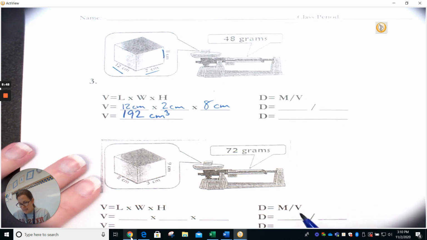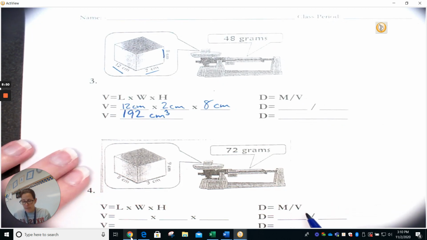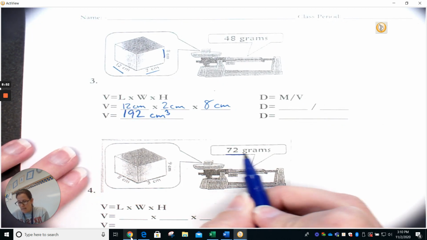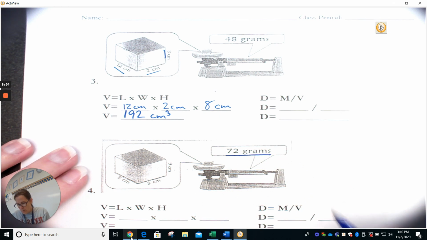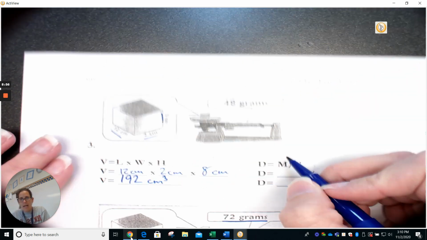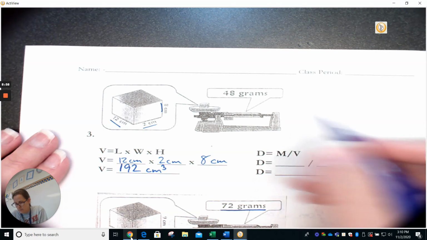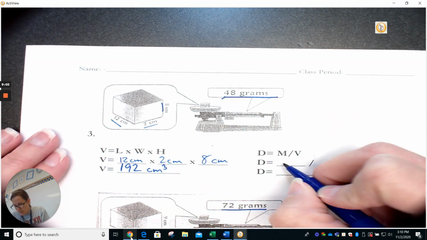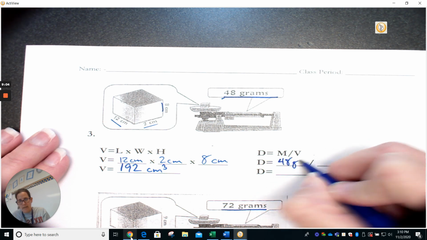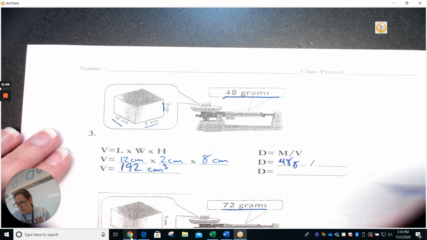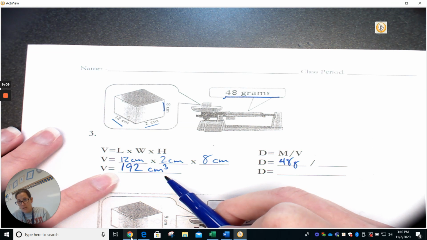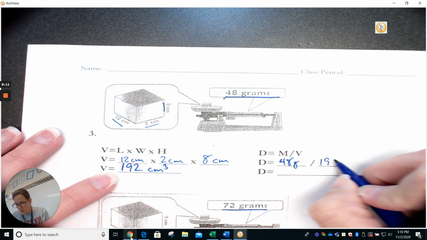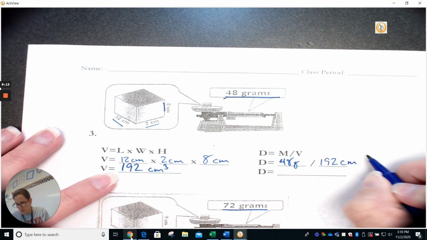Okay, density equals mass divided by volume. Here's our mass for this one right there. So we've got, let me go back up here. There we go, 48 grams. So 48 grams divided by the volume that we just found. So that's 192 centimeters cubed.